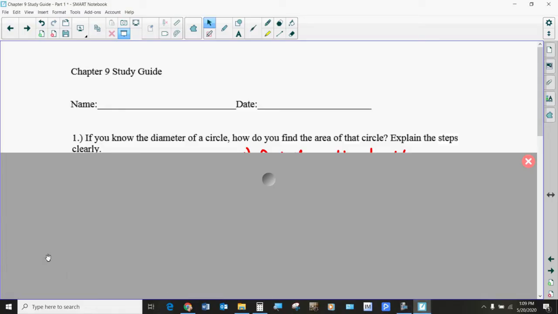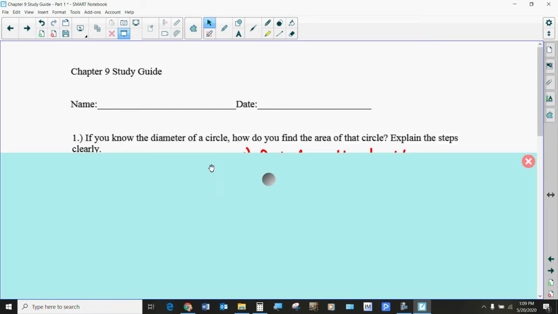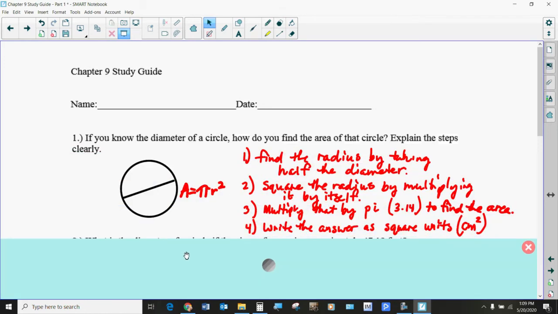Alrighty, let's take a look at our first study guide that was assigned yesterday in preparation for the test on Friday. The first question here says, if you know the diameter of a circle, how do you find the area of that circle? Explain the steps. All right, let's just do this a little bit at a time. I'll just unveil it all.